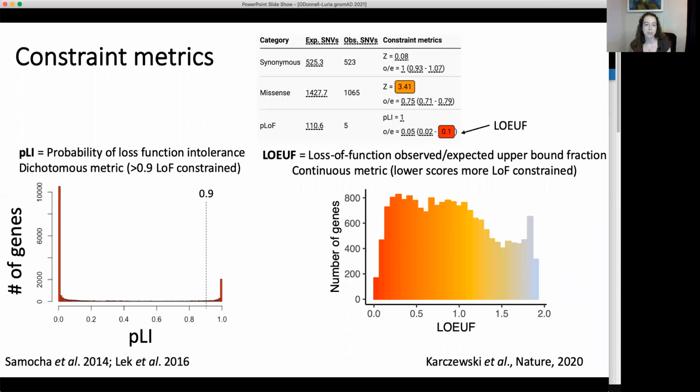And so that's what Conrad developed LOEUF for, which is loss of function observed over expected upper bound fraction, which really just means it's the upper 95% confidence interval of the observed over expected. It's a continuous metric where lower scores are more loss of function constrained. If you're going to use this metric, closer to 0 is more loss of function constrained, but we don't recommend that you draw lines. If you want to draw a line and say everything below or above this line, then you might want to use pLI.